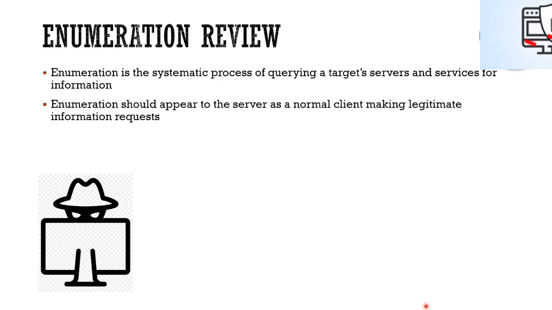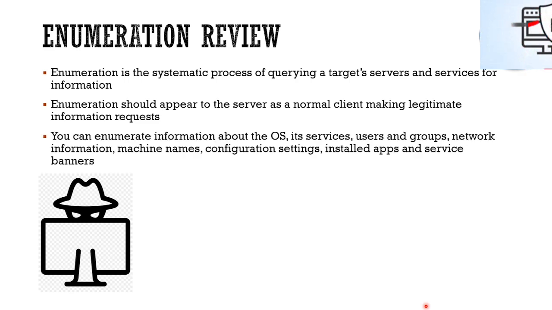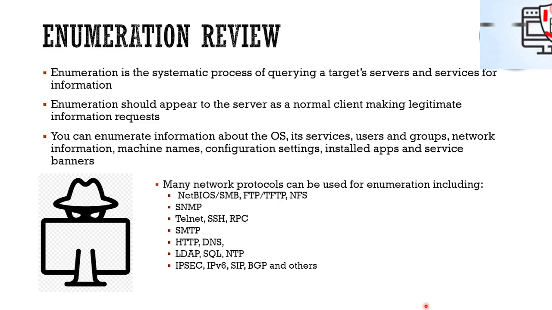But you can get all kinds of info. Operating systems, services, groups, users, network info, machine names, configurations, installed apps, service banners. And there are many protocols, and we've checked some of them in much greater detail, that we can use to enumerate information. So we can use the file transfer protocols, SNMP, the remote access protocols, SMTP, DNS. We can use the web protocols, HTTP and LDAP and SQL and NTP and other things as well. So that is our look at enumeration.